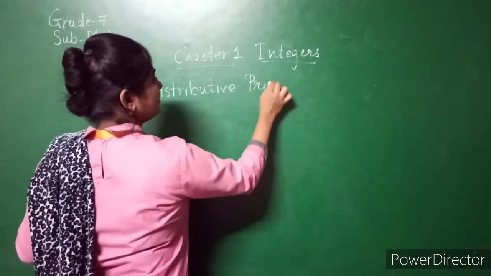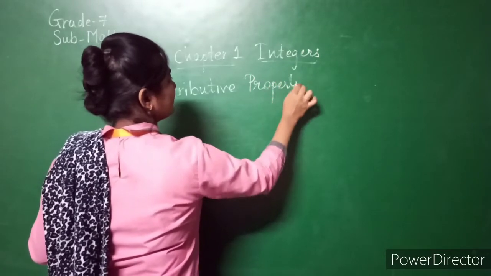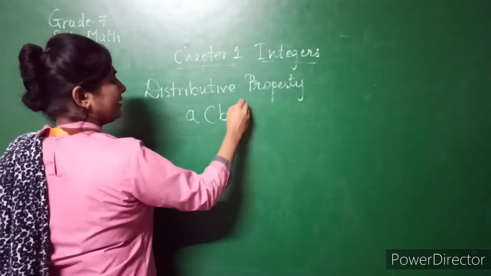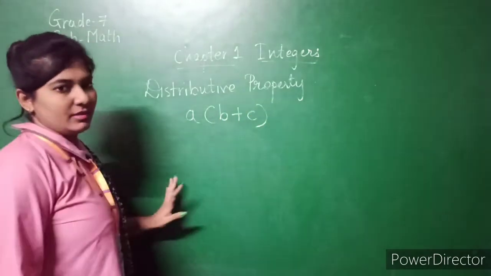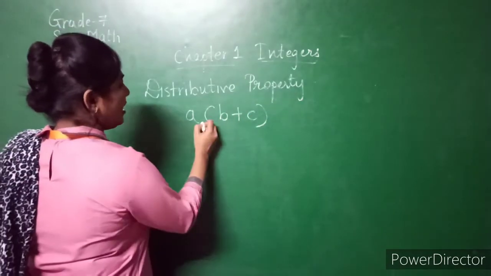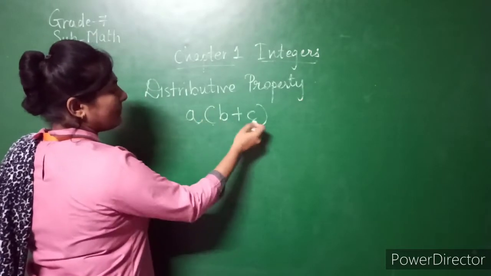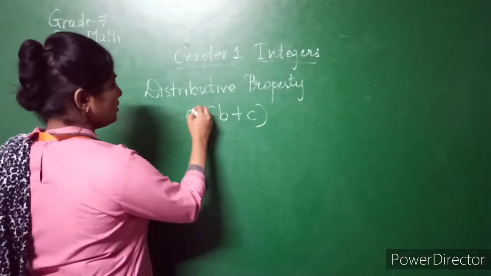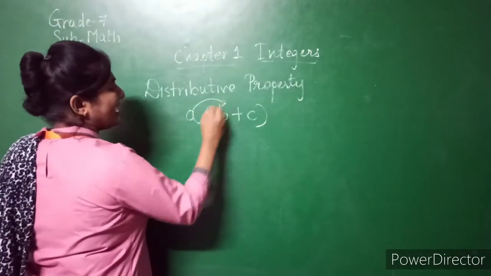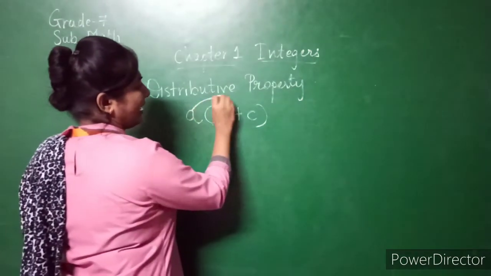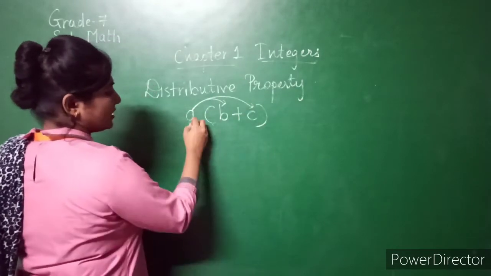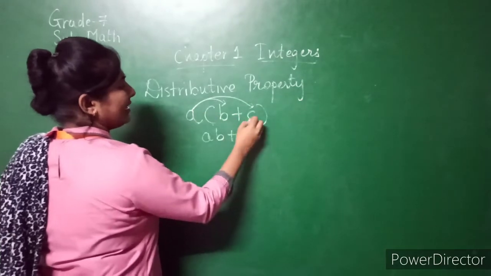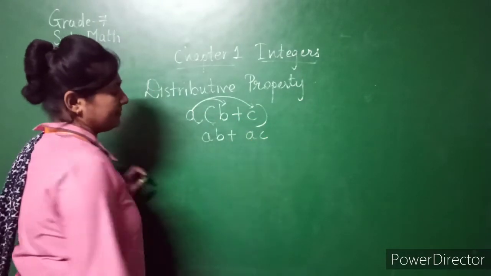Distributive property. Suppose here A is given outside, and B plus C is given in the bracket. So what we have to do? We have to multiply A with B and with C. So it is AB plus AC.